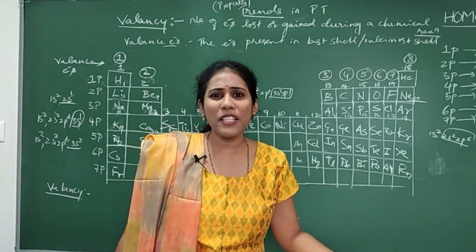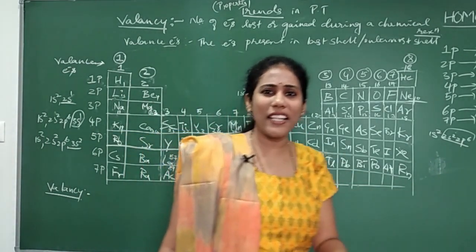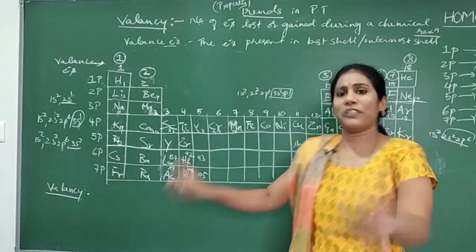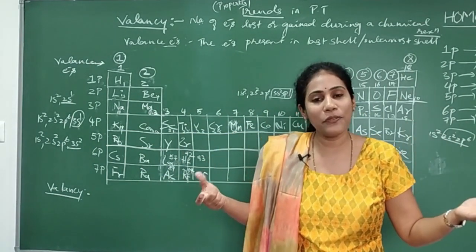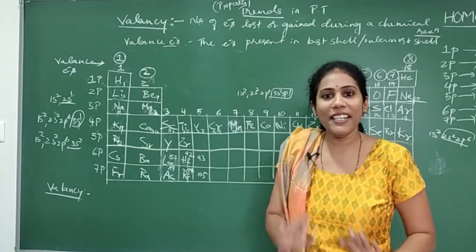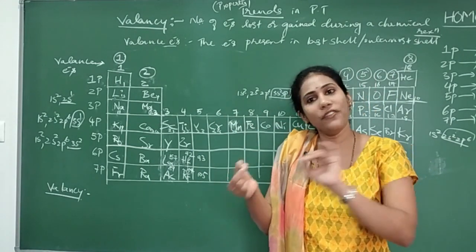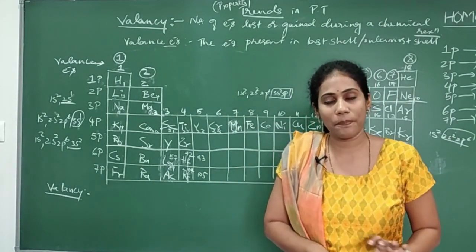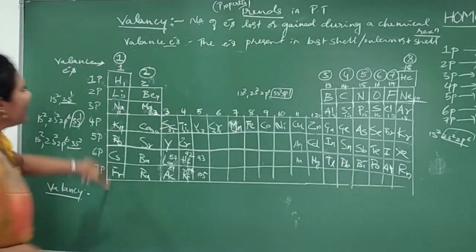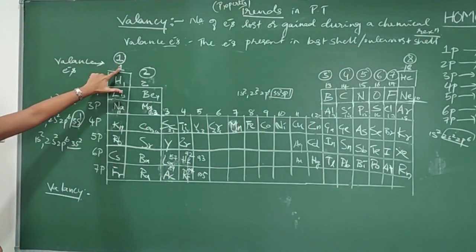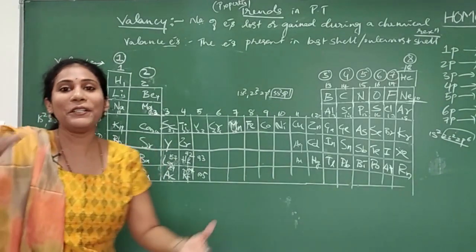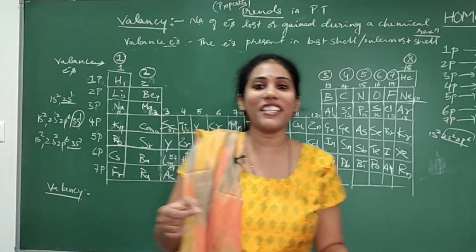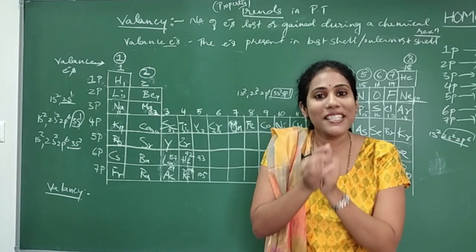And how many electrons will they lose? The last shell has only 1. That 1 electron will be lost. Only 1 electron is there in the last shell, and that will be lost during the chemical reaction. So why will they lose this 1 electron? Because they want to gain the noble gas electronic configuration in order to become stable.